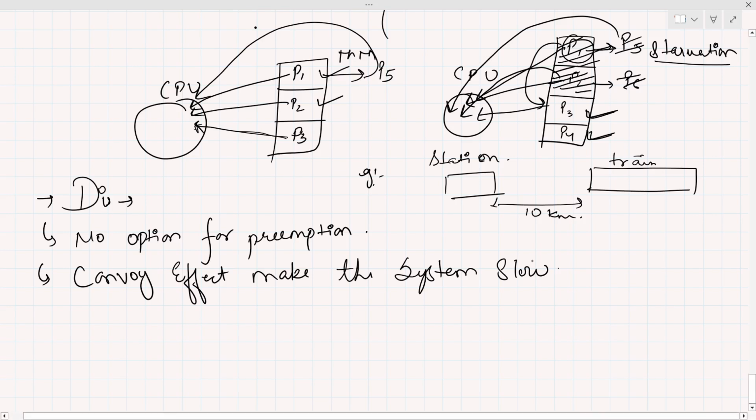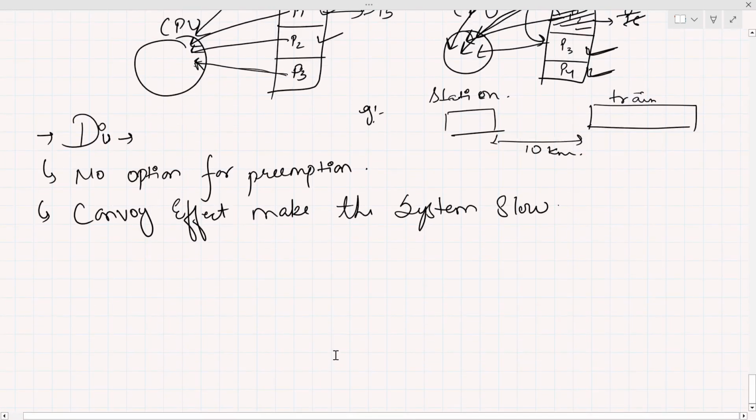The process will get a chance, but in FCFS a long process will execute for a very long time. So the small process needs to wait for a long time. This is what happens in FCFS. A long time doesn't mean it goes into starvation. Long time means a little long, not like starvation. Starvation is a very long time.